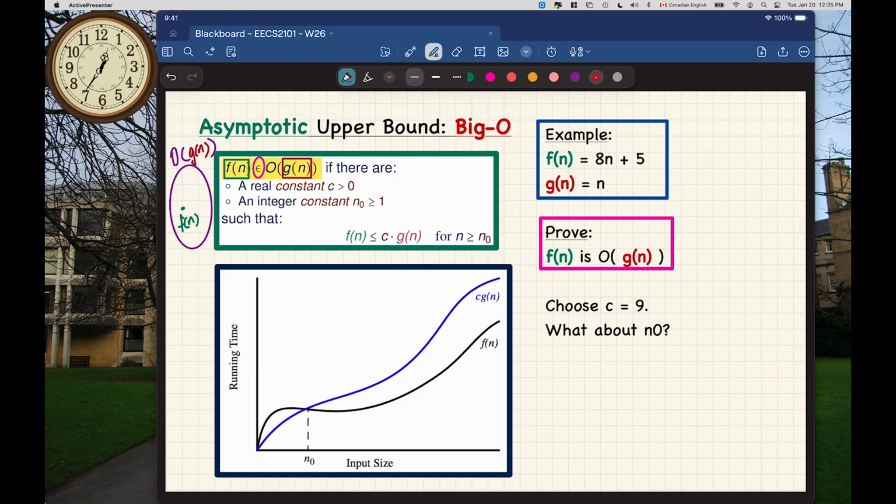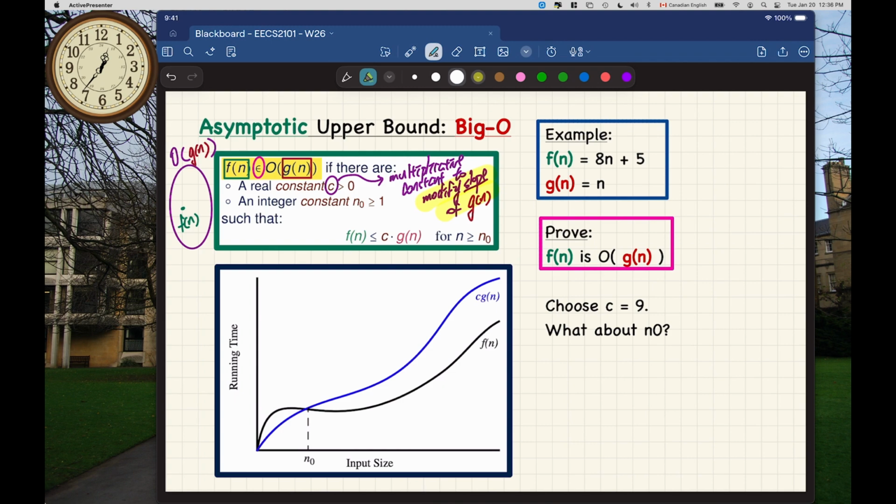So under what circumstance? Here's the circumstance. There are two things over here. There's some multiplicative constant c. Here c is some multiplicative constant to modify the slope of g of n. We're going to talk about how you can choose the c.